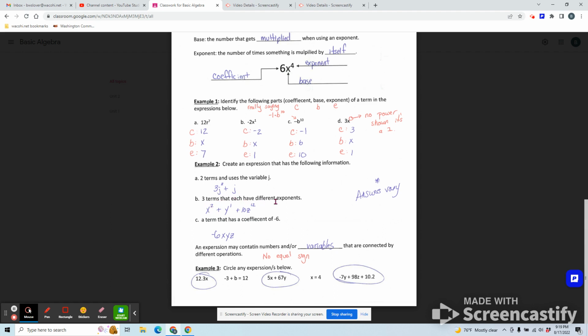Three terms that each have different exponents. Okay, so there's one term, two terms, three terms. Those terms, once again, are separated by addition or subtraction. In this case, I chose addition. And then the last example says a term that has a coefficient of -6. So a term means one term. I've got one term, and my coefficient is -6. And then I've got some other variables with it.